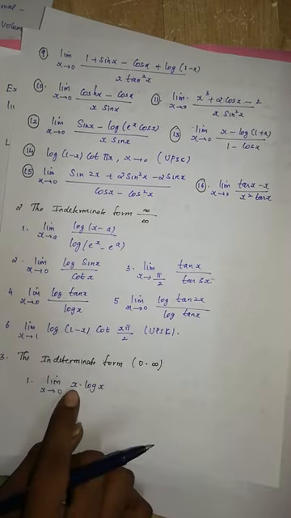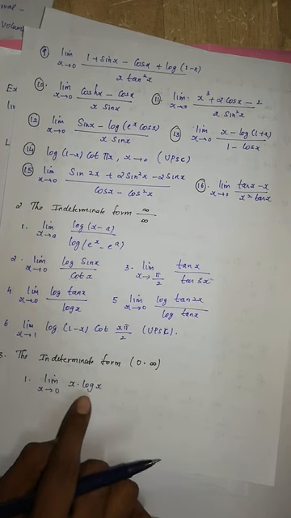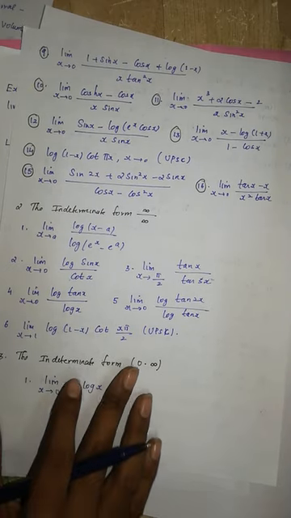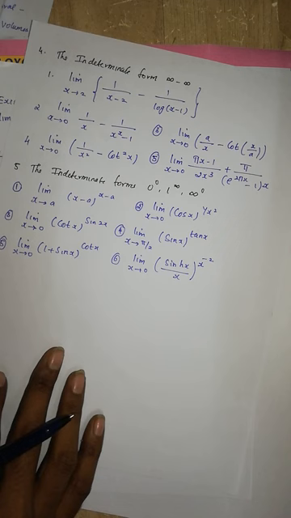So when we try to apply here, it will become 0 and log 0 is infinity. So 0 into infinity. So how will we find the limit when we have the form 0 into infinity? That is the type 3 indeterminate form. And the type 4 indeterminate form is infinity.